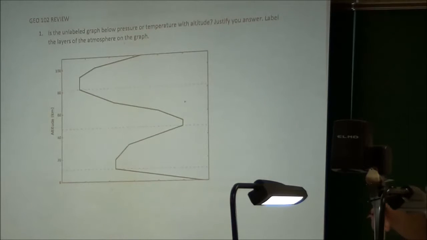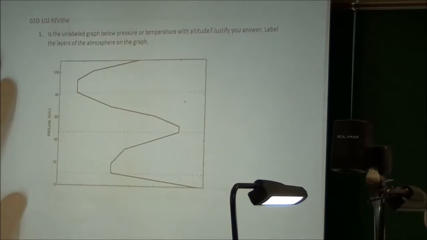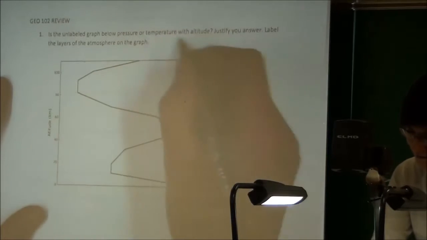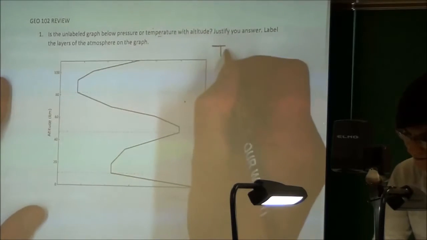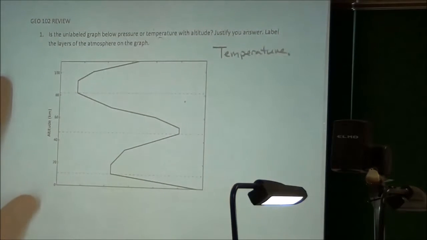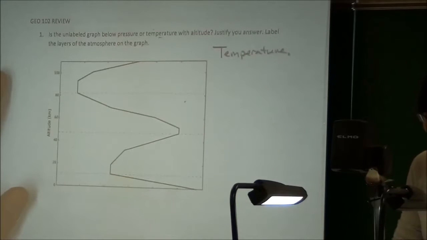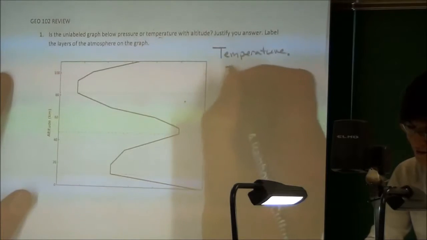So, first question: is the unlabeled graph below pressure or temperature with altitude? Temperature. Okay, so you think that it is temperature. Why do you think that it is temperature? Because pressure changes continuously, temperature falls, then rises, then falls and rises in the different layers of the atmosphere. Excellent.